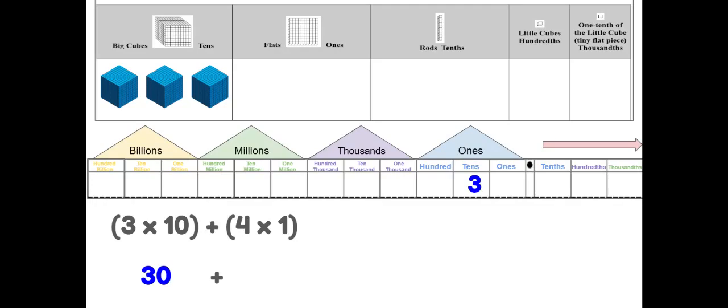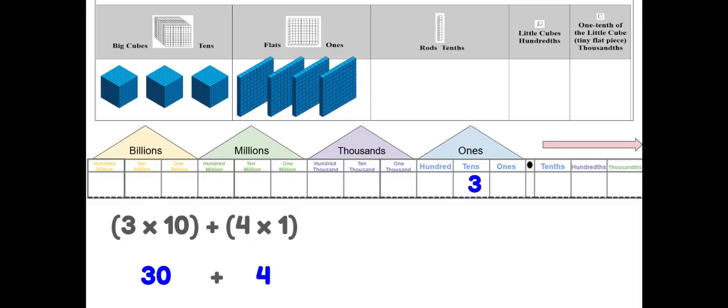Next, we need to put 4 groups of 1, or 4 ones. If we built that, we would get our ones flats. We would have 4 of those. And if we have 4 ones, that makes 4. Where we would put that 4 on our place value chart is in the ones place. So that's where we will put our 4. So far we have 34. That we understand. But now we're going to get into the decimal world.